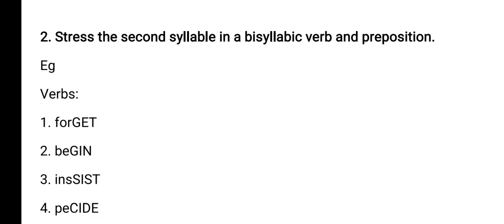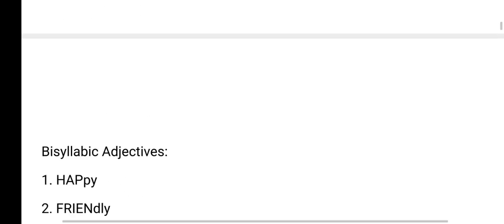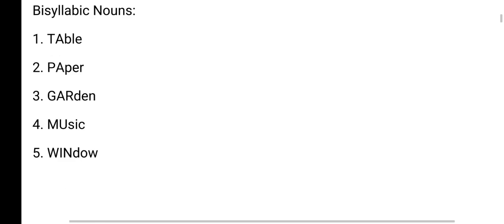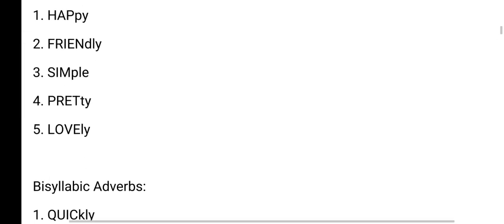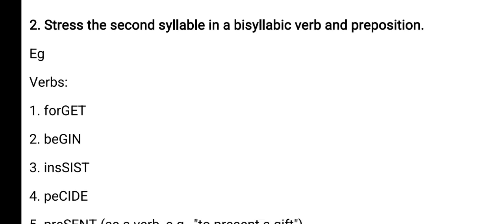Let's go to rule number 2. We are done with rule number 1, which has the stress on the first syllable only when it is a noun, adjective, or adverb. Rule number 2: stress the last syllable. You can call it the second, because you have only 2 syllables again here. When it is only 2 syllables, and it is a verb or preposition, stress the second syllable.